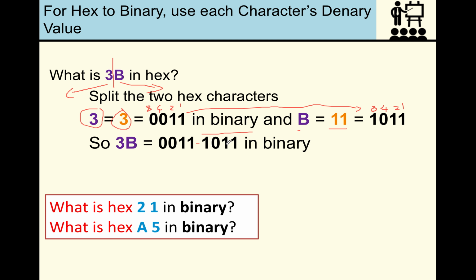Now, what I would say is try and convert that into denary, just because it's good practice, and it's a great way of double checking your conversions are correct. So that would be 32, and that would be 64, and then finally 128. Okay, so as a little bit of a practice, what is hex 21 in binary? Remember to split them. What is hex A5 in binary?